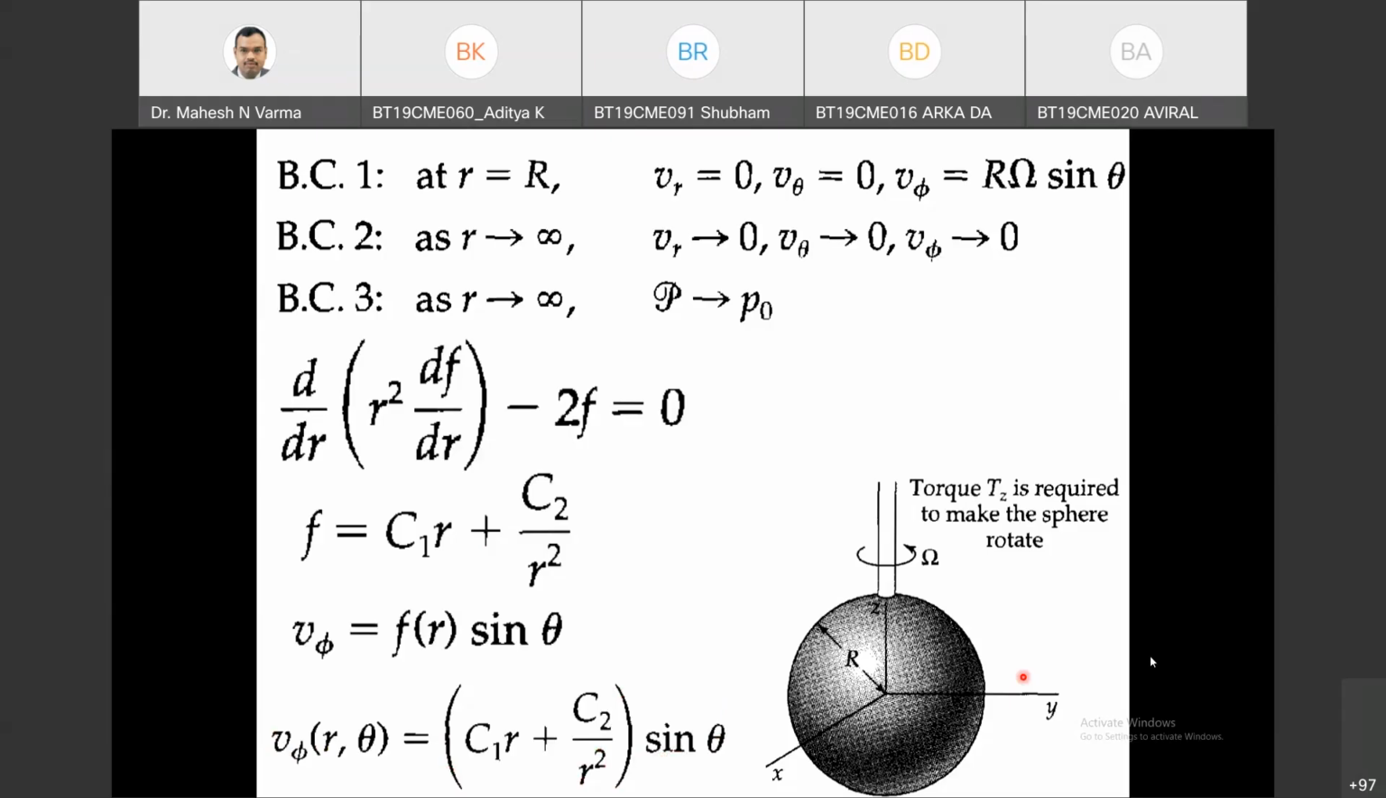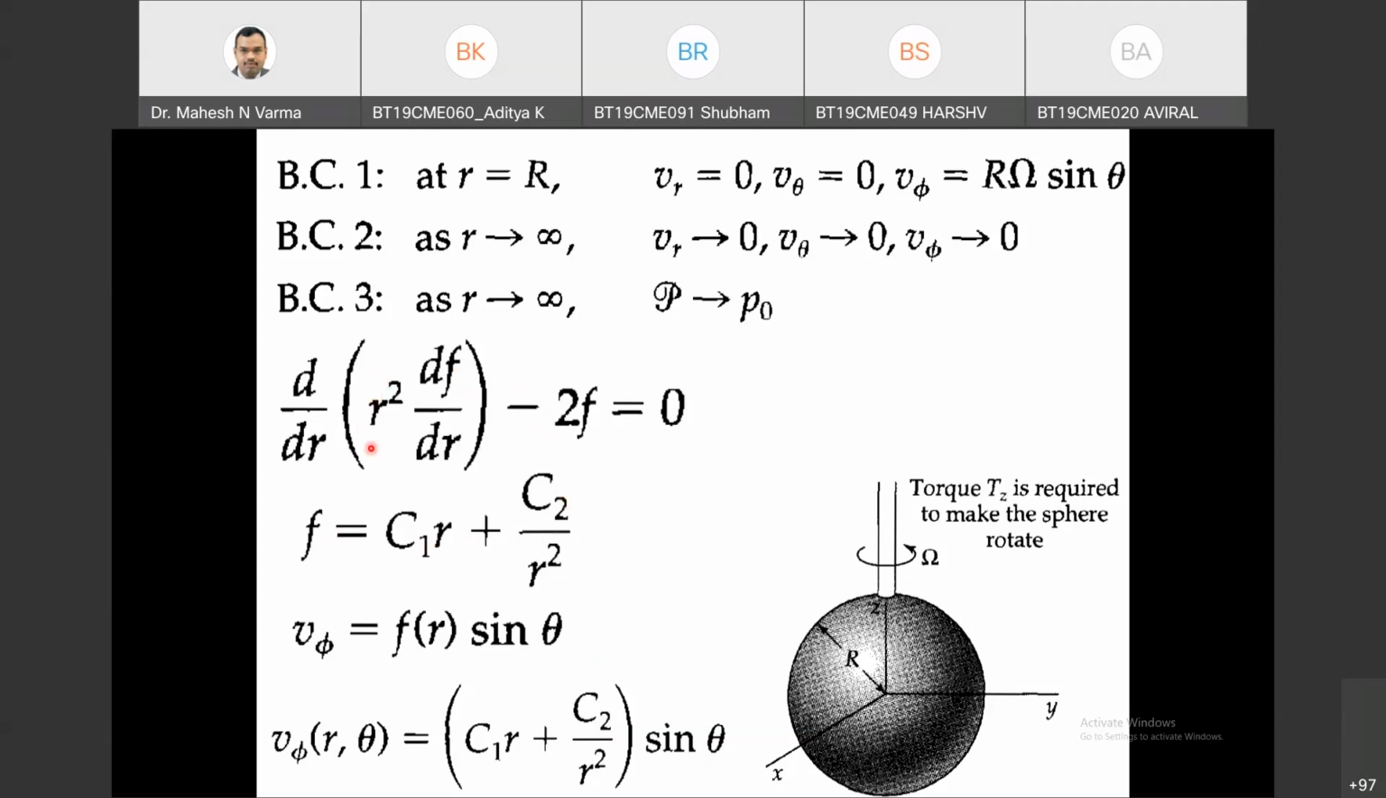Roll number 42, Rishikesh. Roll number 49, Harshavardhan. Yes, sir. You got this velocity profile with constants C1 and C2? I'm solving the constants, sir.